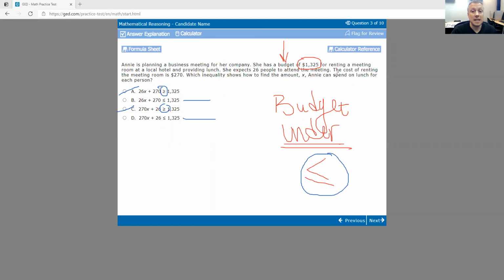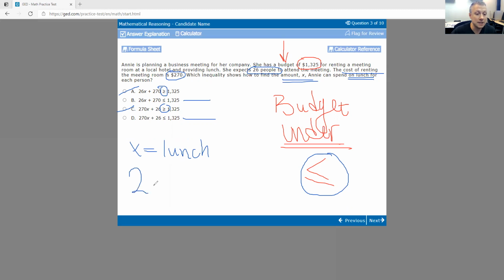Now let's take a look at the setup here. So it says you have a meeting room at a local hotel and providing lunch. She expects 26 people to attend. The cost of renting the meeting room is $270. Which inequality shows how to find the amount X Annie can spend on lunch? So if X is your lunch, you're spending lunch on the people that are coming in, right? The more people you have coming in, the more money you're going to spend on lunch.